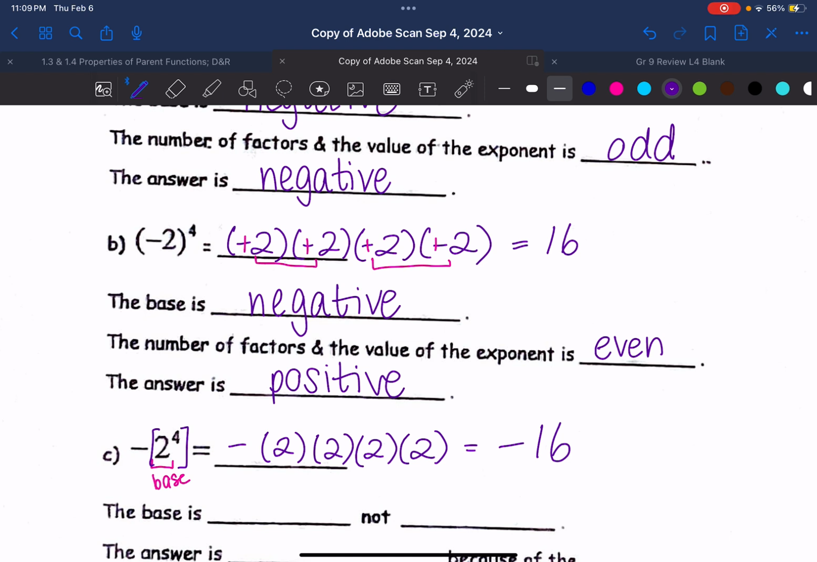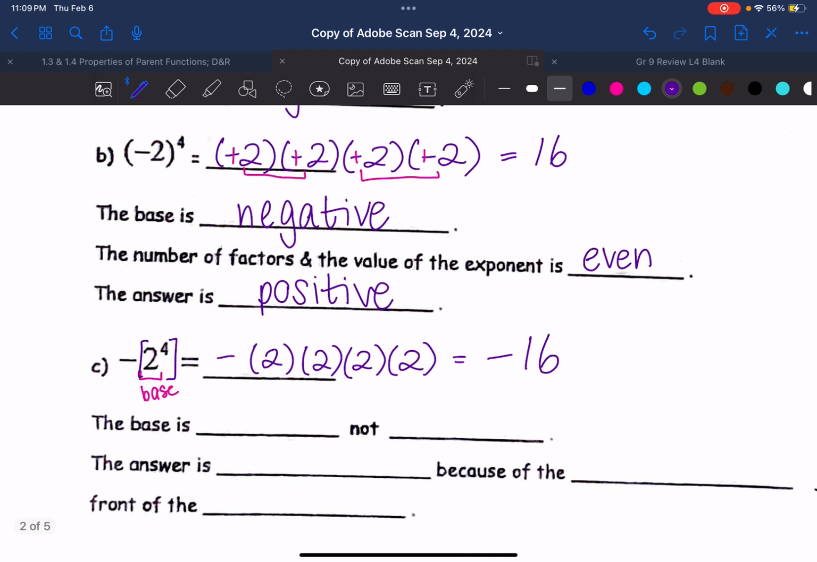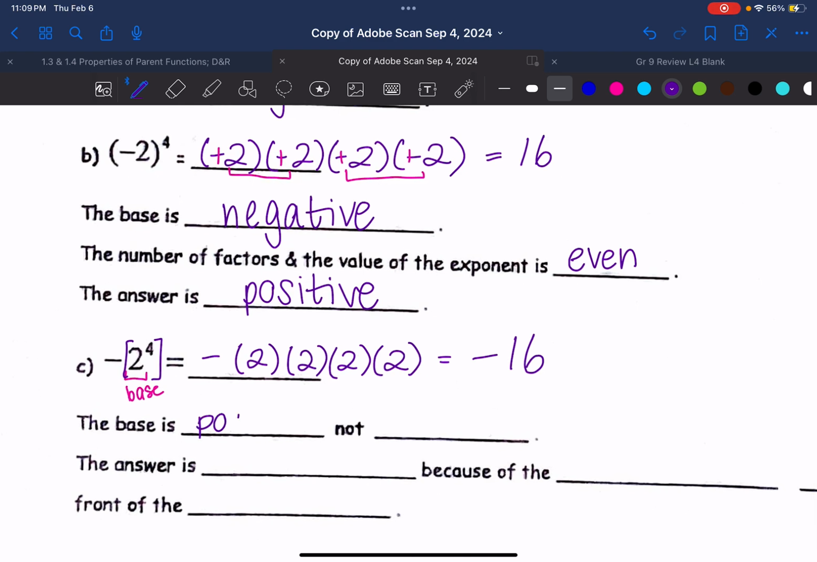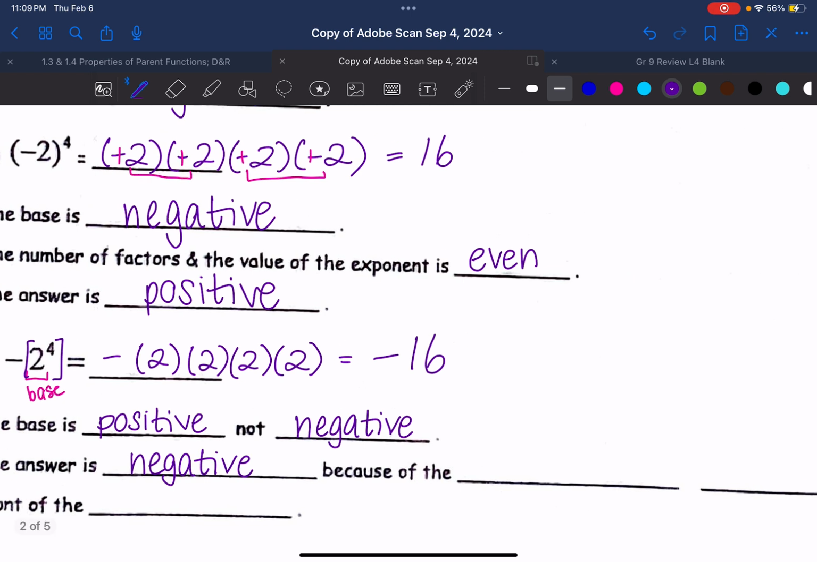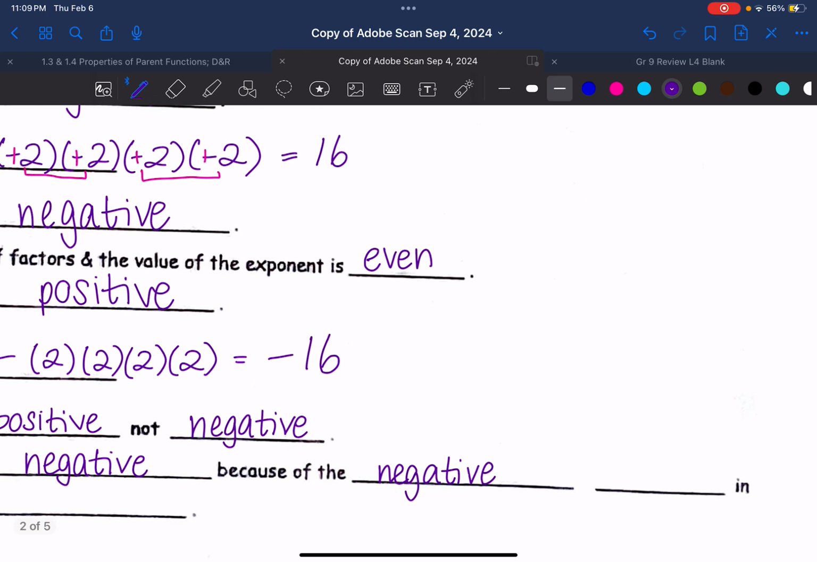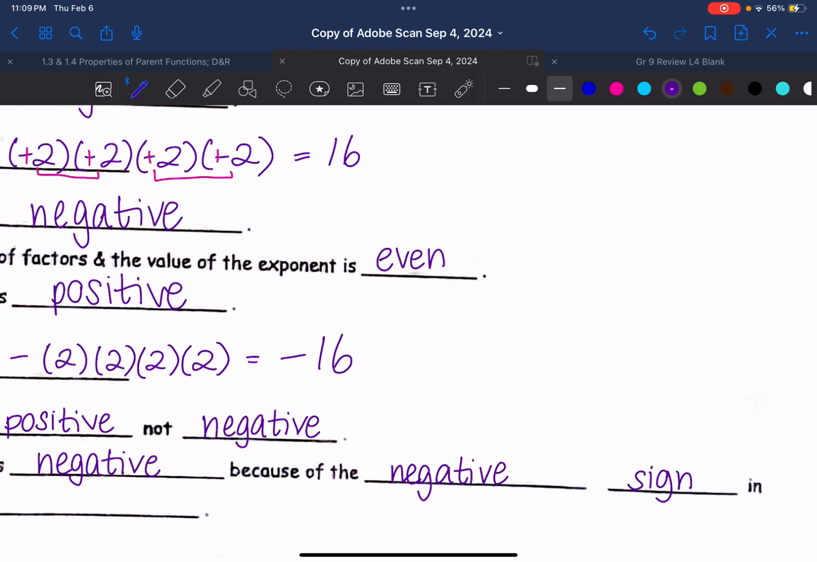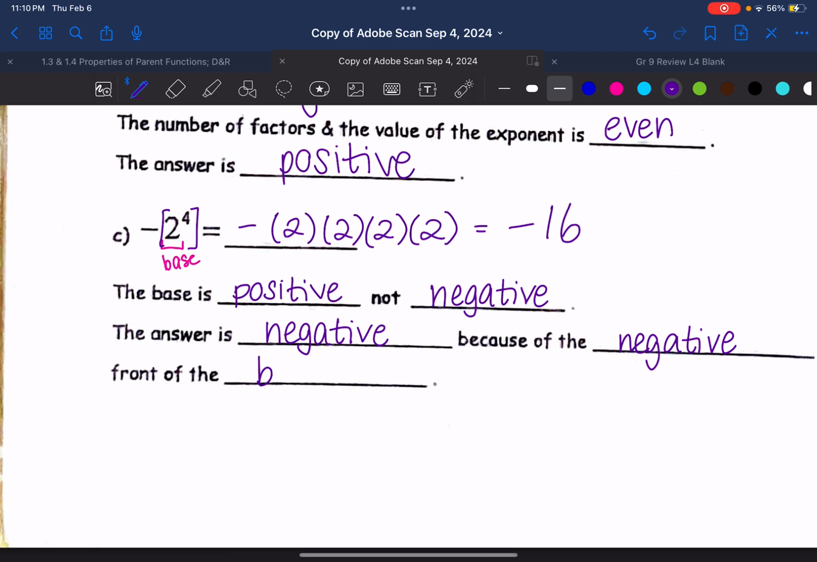So you can see how having brackets versus not having brackets will change the sign of your final answer. The number will be the same, but the sign will be different. In this case, we said the base is actually positive. It is +2, not -2. But our overall answer is negative, and it's because of the negative sign in front of the base. So that's what we're filling in here.